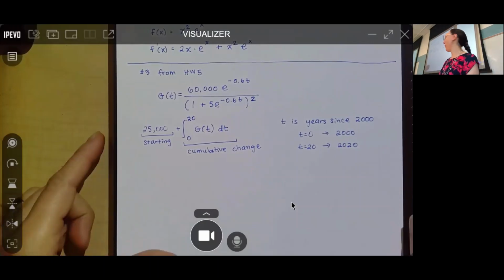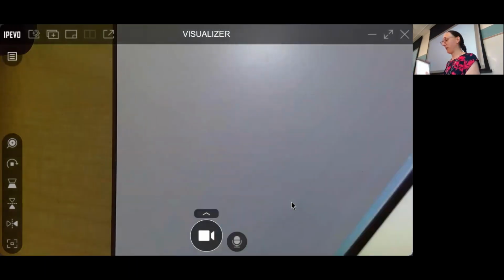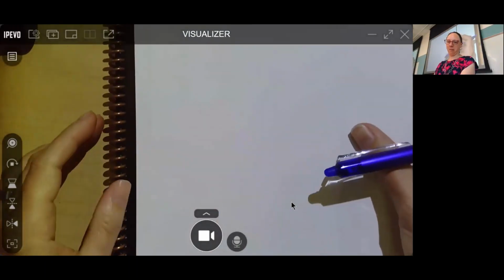Okay. I am going to flip this page, but I promise we're coming back to it. I just want to make sure that we have plenty of space.